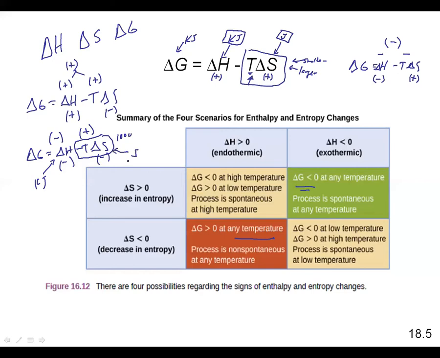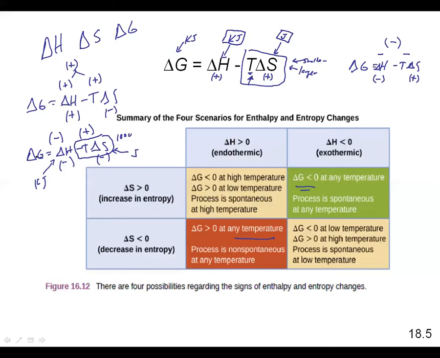So at lower temperatures, that box part will not be able to get larger than the delta H part, and you will end up having a negative value for delta G, and the reaction will be spontaneous at low temperatures. But if you're able to boost the temperature up high, it will turn that positive part larger than the negative part, and you'll end up with a positive delta G, and the reaction will be non-spontaneous.